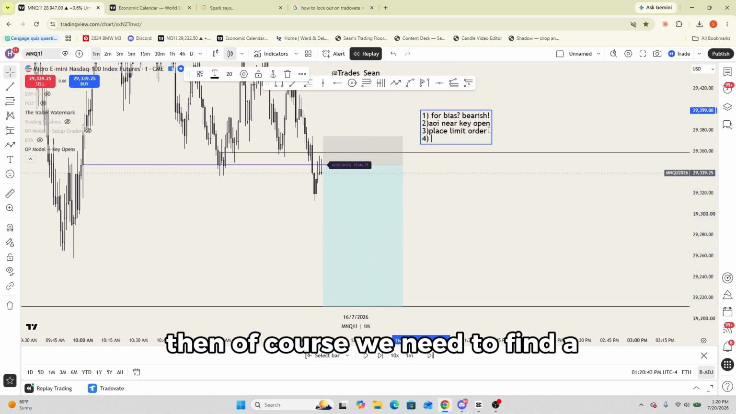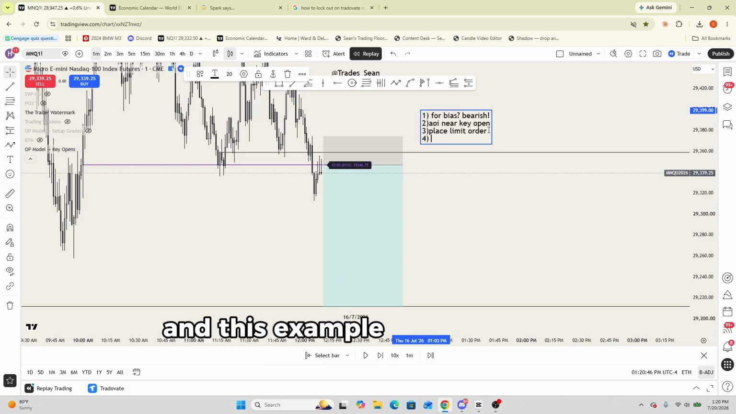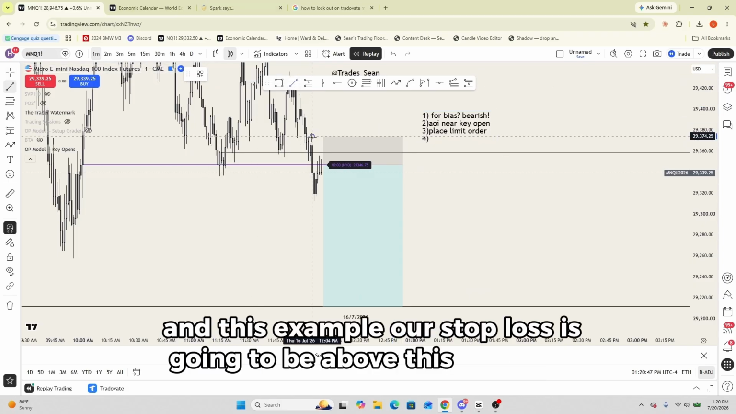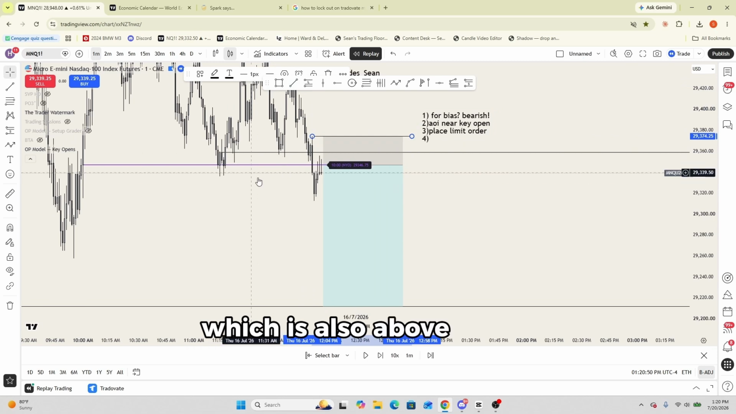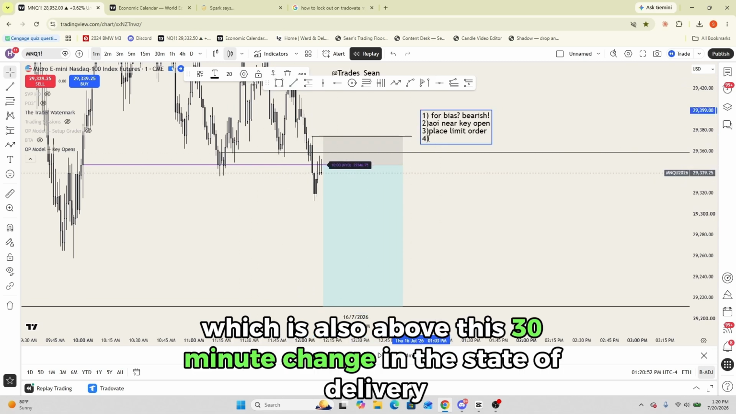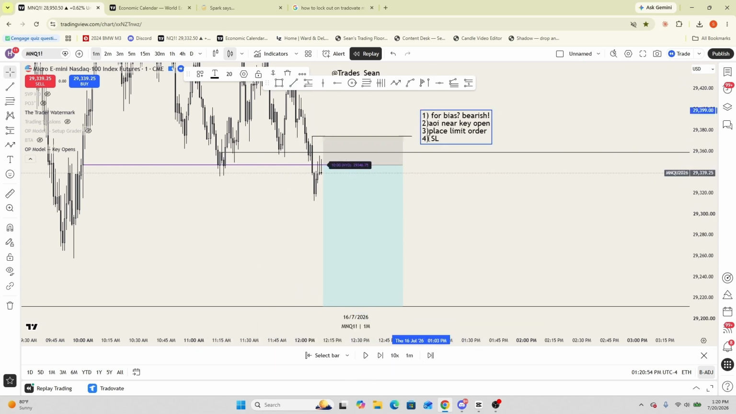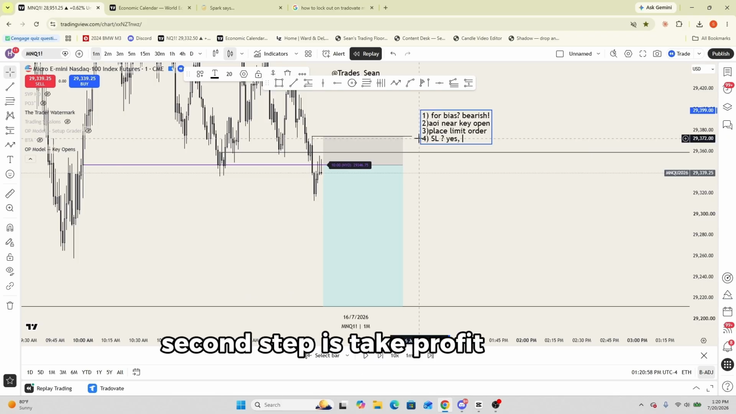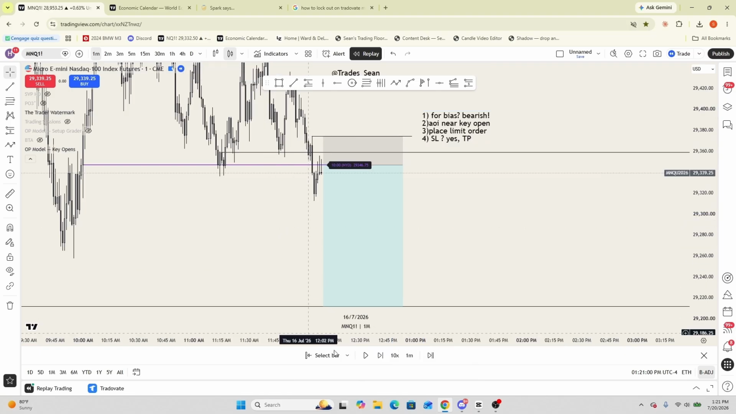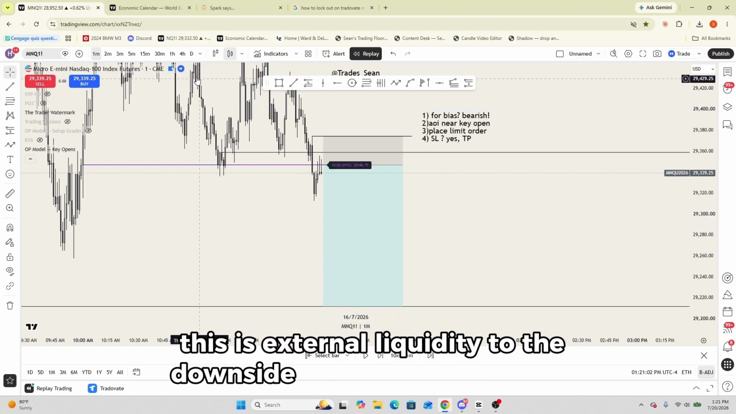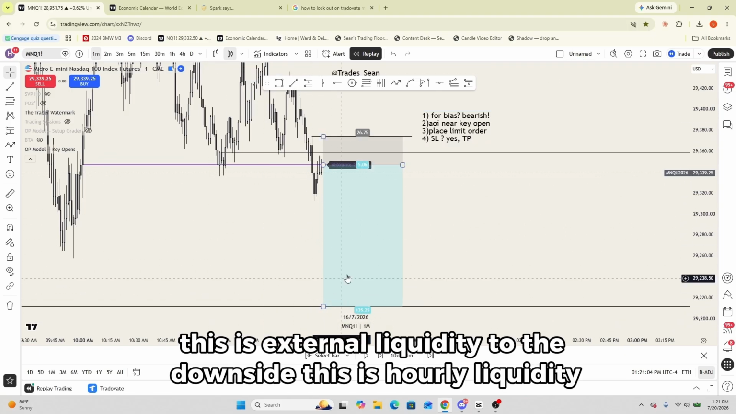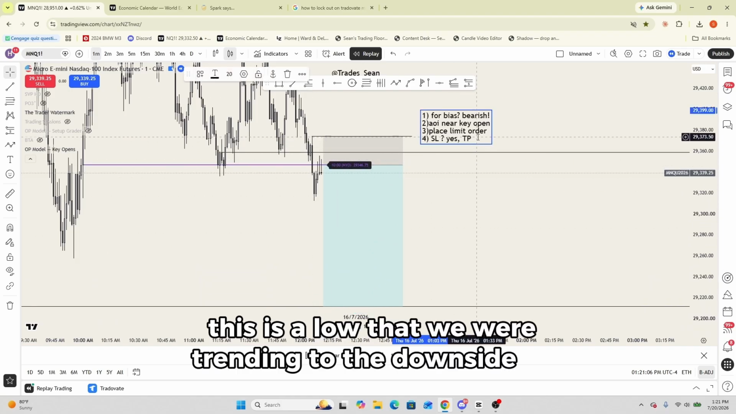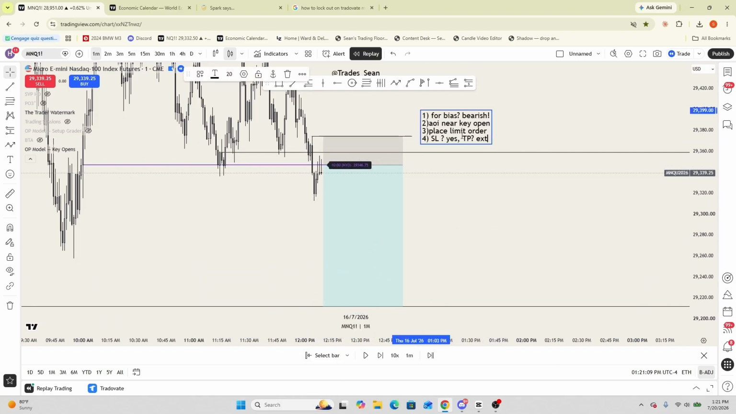Then, of course, we need to find a stop loss and a take profit. In this example, our stop loss is going to be above this 1-minute high, which is also above this 30-minute change in the state of delivery. So is our stop loss protected? Yes. Second step is take profit. Where's our take profit? This is external liquidity to the downside. This is hourly liquidity. This is a low that we were trending to the downside. So where's TP? External liquidity.